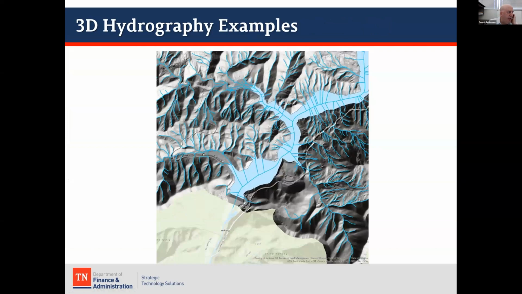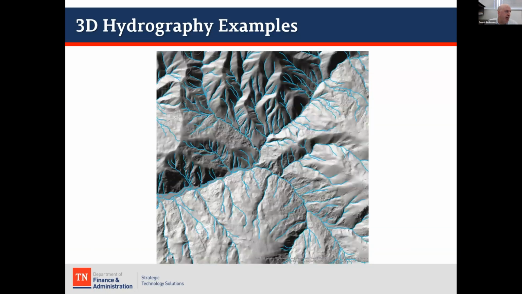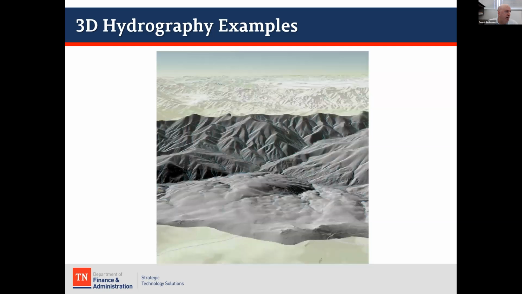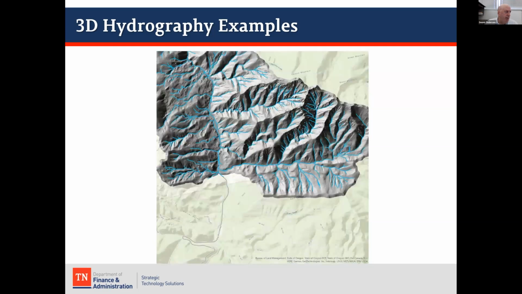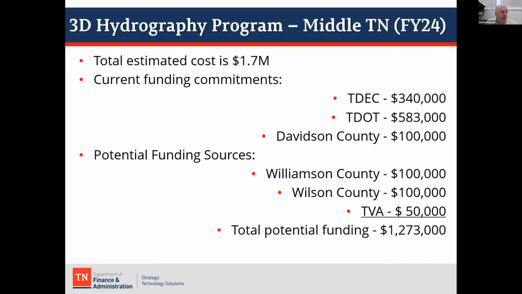I'm going to quickly go through some of these. I'm sure some of you have already seen or are familiar with what the 3DHP features look like. This is some sample data from, I think, the state of Oregon. This is what we want to develop as part of our pilot, not only to get a sample data set, but also to do some training and outreach, and I'll touch base on that in a little bit. This is what the breakdown of our funding commitment looks like for our proposed FY24 Middle Tennessee project.